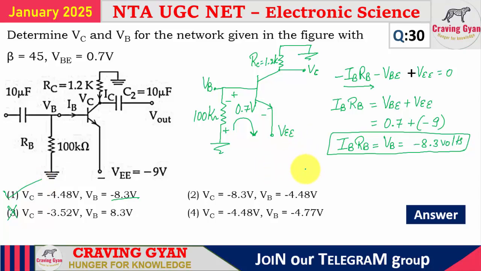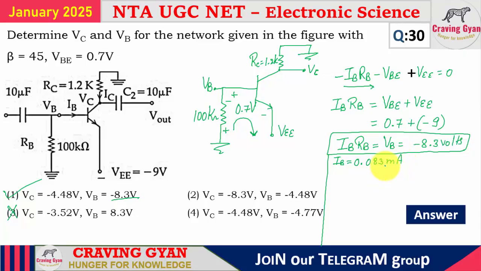Now, if you want to find the value of VC, you can easily find it. So from this, derive the value of IB. We know that the value of RB is 100 kilo ohms. So IB equals 8.3 divided by 100 kilo ohms, and the value of IB is 0.083, and since RB is in the order of kilo ohms, I'm going to get milliamperes.